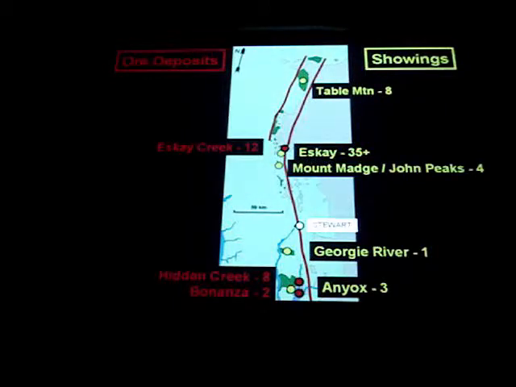So there's 8 mineral showings summarized or symbolized there up at Table Mountain, 35 plus showings in the Eskay Creek area. We'll look at this in some detail later. Another 4 down at the Mount Madge area, and Georgia River and Antioch.